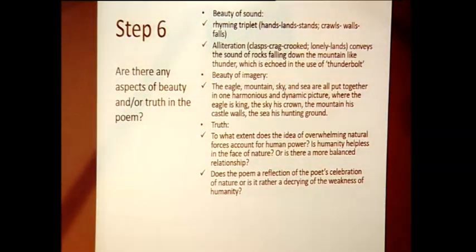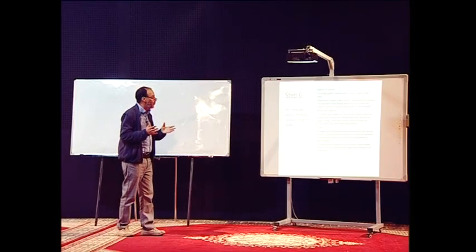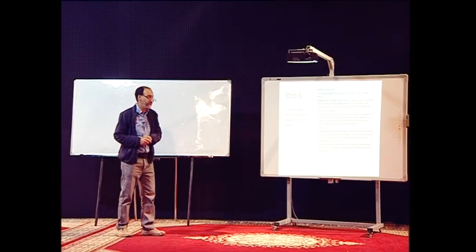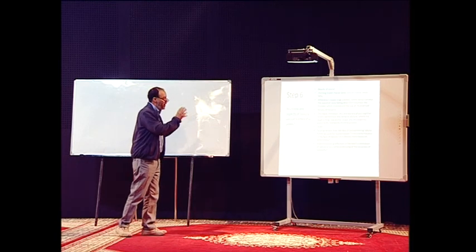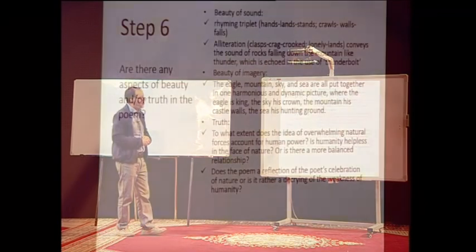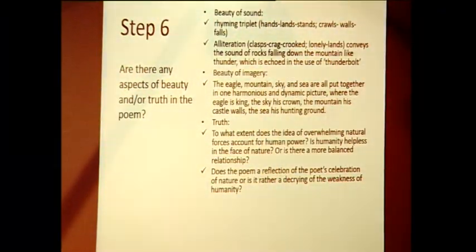And the beauty of imagery. Now we have the eagle, the mountain, the sky, the sea, all put together in one harmonious and dynamic picture. You can mention them in your poem, but the way they are put together in this poem is very nice. There is a harmony in the general picture, where the eagle is king, the sky is the crown, the mountains are the castle walls, and the sea is the hunting ground of the eagle. This is really a very beautiful way to put these images together in one big, beautiful image.